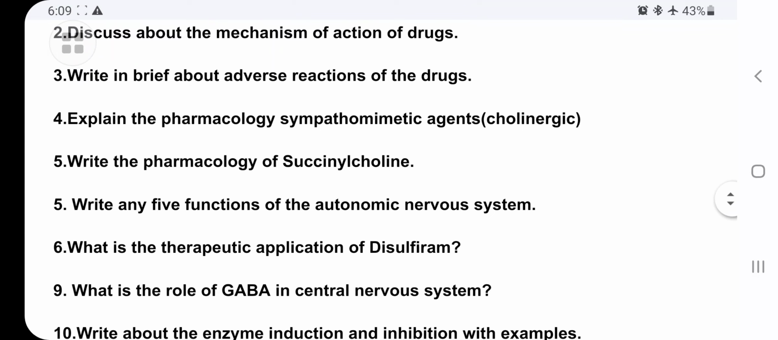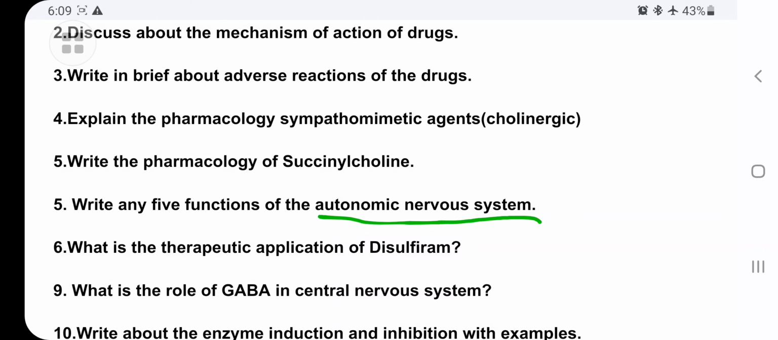Then write any 5 functions of the autonomic nervous system. Autonomic nervous system, what is this? And you have to explain where the autonomic nervous system is present, write its functions, and also one drug on the autonomic nervous system. Here parasympathomimetic agents are used. Parasympathomimetic, that is anticholinergic agents.